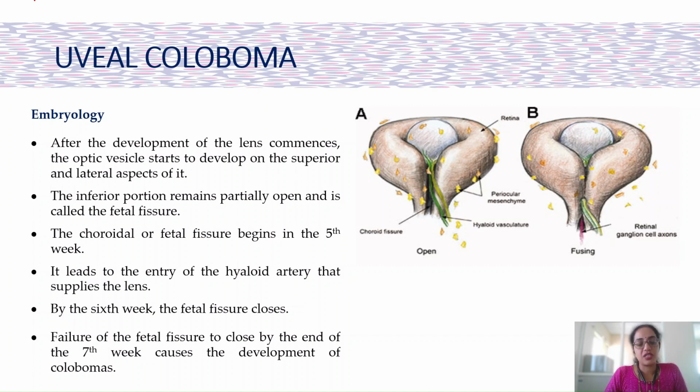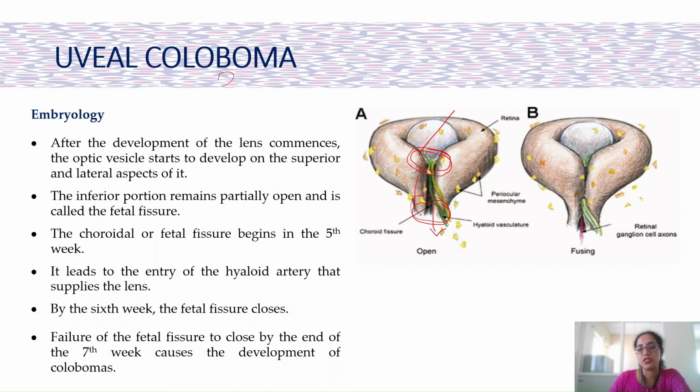Through the fetal fissure, there is an entry of the hyaloid artery which supplies the lens. So, failure of this fetal fissure to close even by the end of the 7th week leads to the formation of coloboma. In this diagram, this is the anterior portion of the fissure and this is the posterior portion. Whenever there is a delay in closure of the anterior portion, you can get iris colobomas. Whenever you see choroidal colobomas, you know that the problem was somewhere at the posterior aspect.